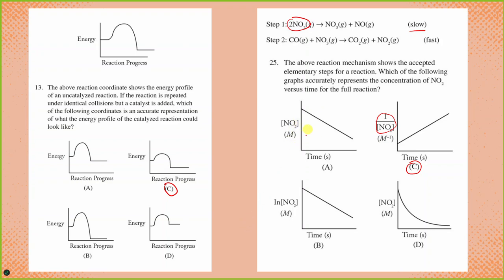So if it was 0 order, it'd be A. If it was first order, it would have been B. And then we can't really tell because they don't have any markings for D, but that's a concentration versus time graph where it isn't linear. So that's not giving us any good information there.